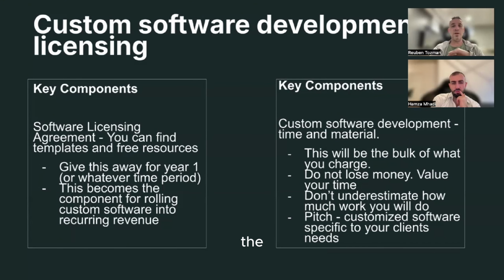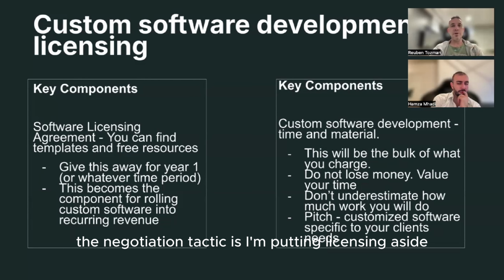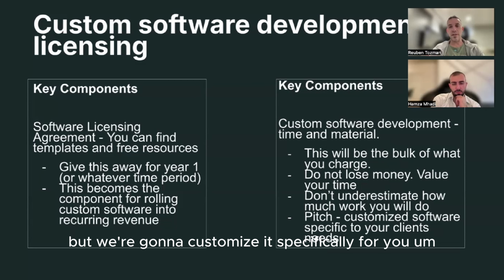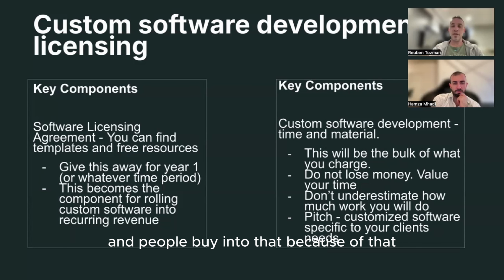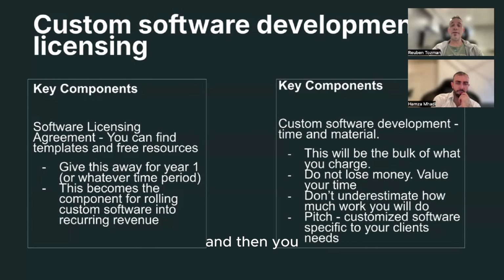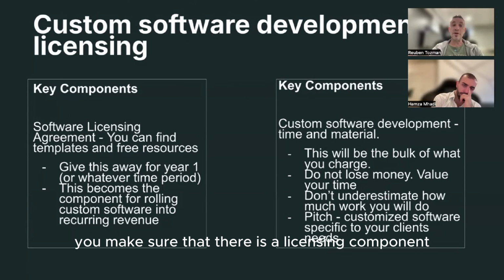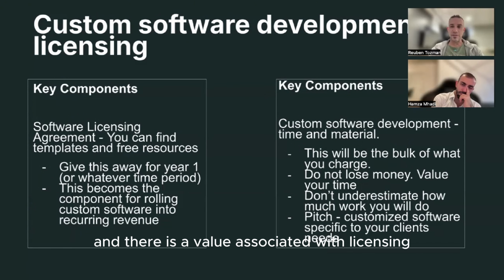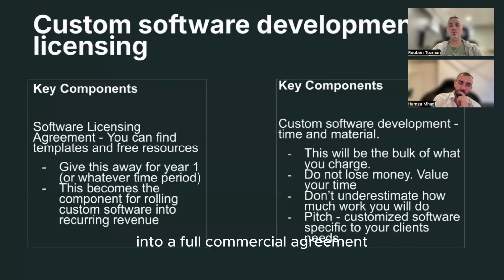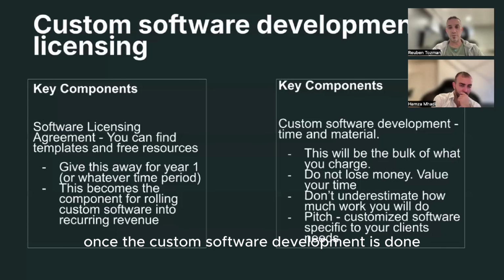So the negotiation tactic is, I'm putting licensing aside, I'm going to zero that out for you, but you're going to pay us because we have some base software, and we're going to customize it specifically for you. And people buy into that. Then you make sure that there is a licensing component with a value associated with it, because that's how this type of contract rolls over into a full commercial agreement once the custom software development is done.